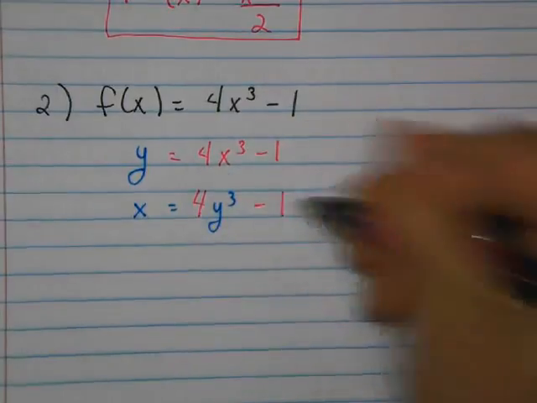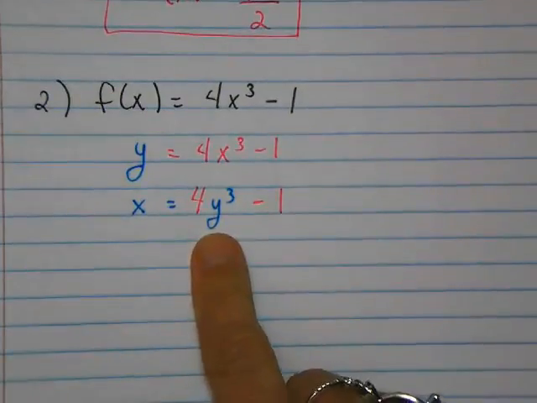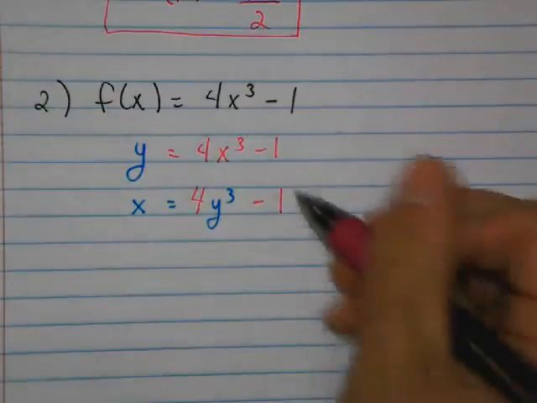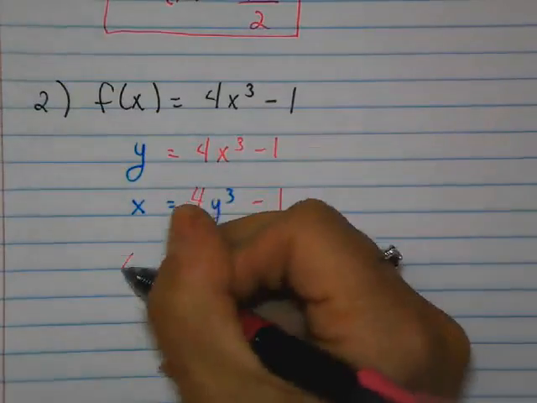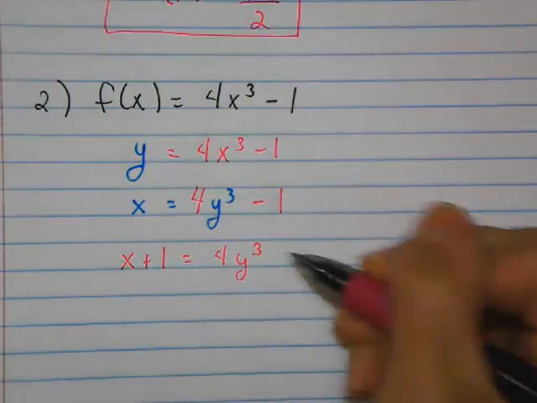And now you're going to go ahead and solve for y. So we have to isolate the y term. So the 1 is going to be the first thing to move. I'm going to divide both sides by 4.